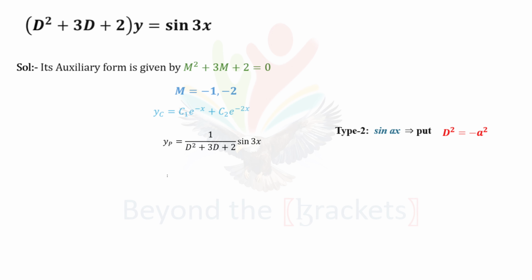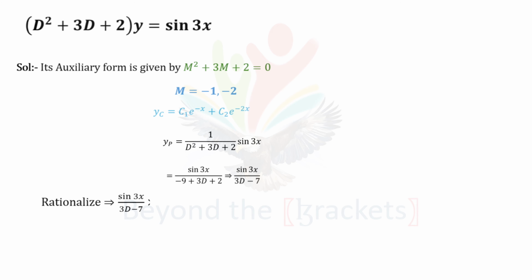So we get sin 3x divided by minus 9 plus 3d plus 2, which is sin 3x by 3d minus 7. The denominator contains d, and in type 2 we substitute only for d square. So we rationalize the denominator by multiplying and dividing by 3d plus 7. Solve the denominator first before moving on to the numerator.